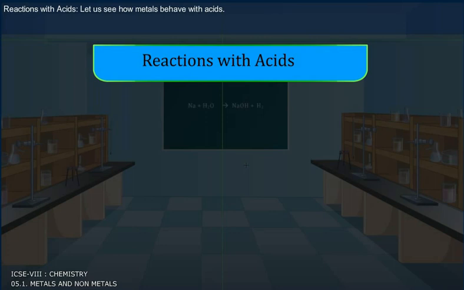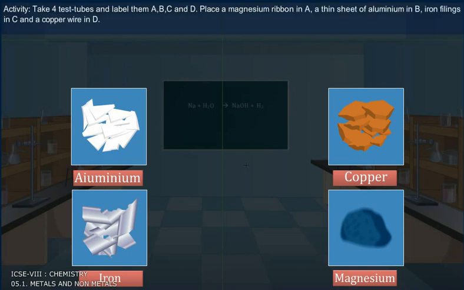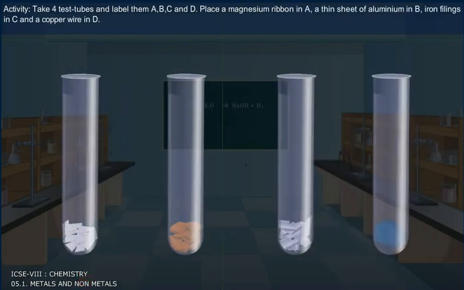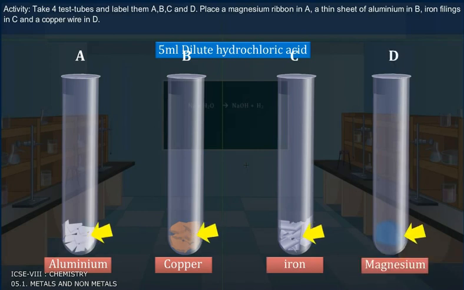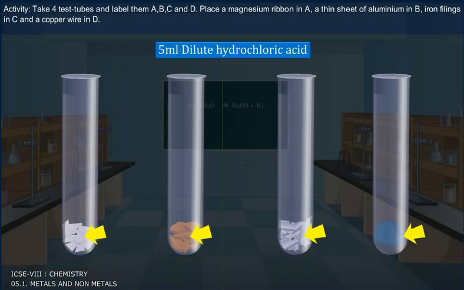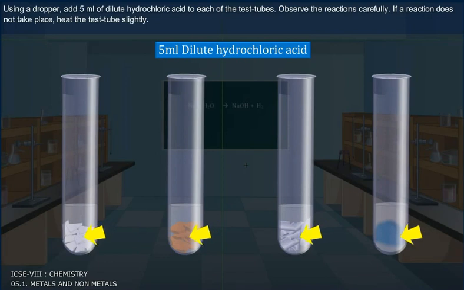Reactions with acids. Let us see how metals behave with acids. Activity. Take 4 test tubes and label them A, B, C and D. Place a magnesium ribbon in A, a thin sheet of aluminium in B, iron filings in C and a copper wire in D. Using a dropper, add 5 ml of dilute hydrochloric acid to each of the test tubes.